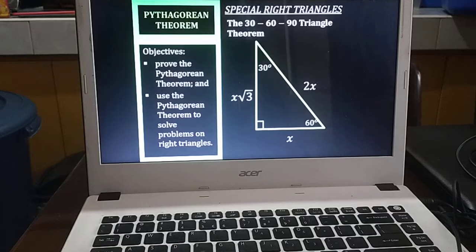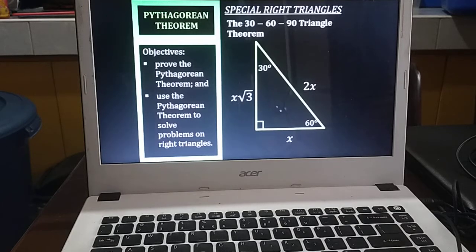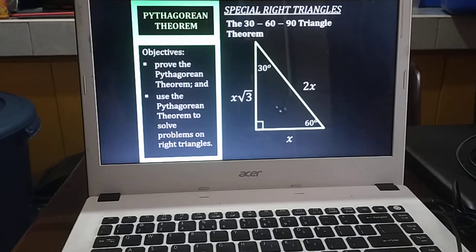So, next topic natin will be about the special right triangles. Now, special right triangles, meron siyang angles. Okay, it is called the 30, 60, 90 triangle. So, yung sa 30, 60, 90 na triangles, they have a shortcut in finding the sides, in finding the measurement of the hypotenuse, and so on and so forth. So, etong theorem na to, nanggaling siya sa equilateral triangle.